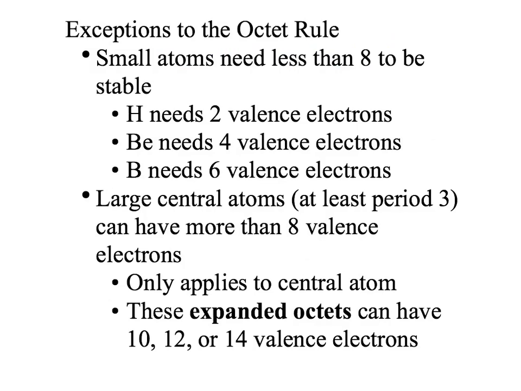Now there's also some exceptions where you can have more than 8 valence electrons. And we'll be able to explain this later on, but for now let's just make sure that we know that this is a possibility. The large central atom would have to have a lot of different sublevels in it, so we need to have an atom that's at least in period 3. We can only do this for the central atom. Our atoms on the outside will never have an expanded octet, and the expanded octets, as they get above 8, you're going to have either 10, 12, or in some rare cases 14 valence electrons around them.